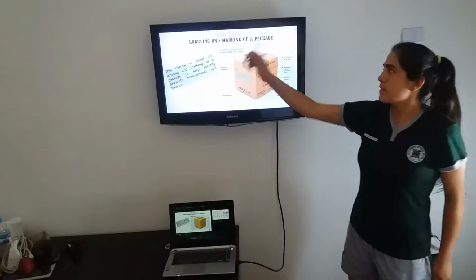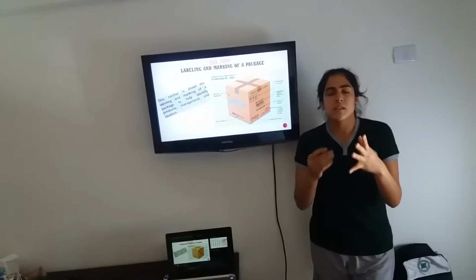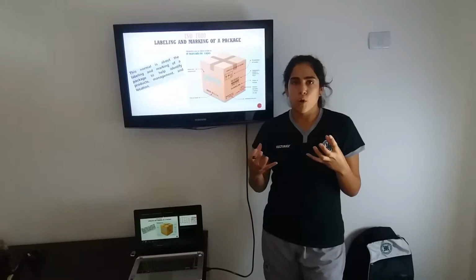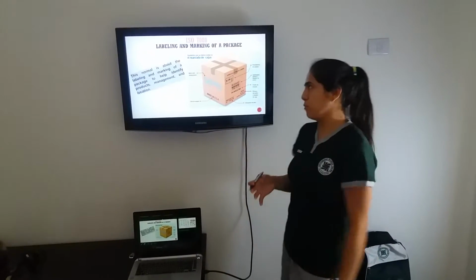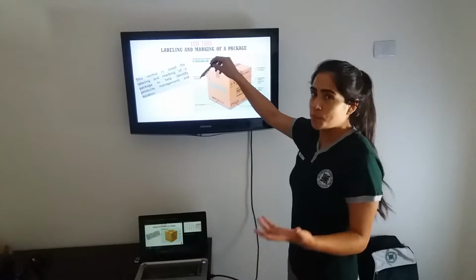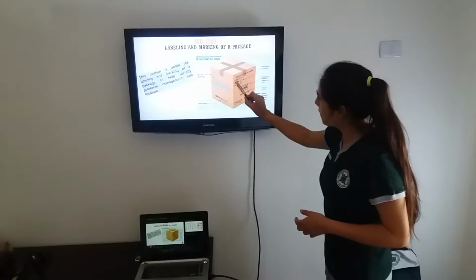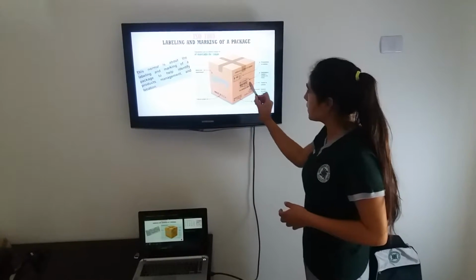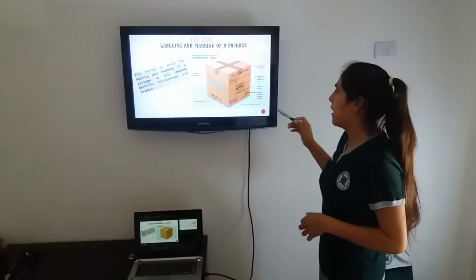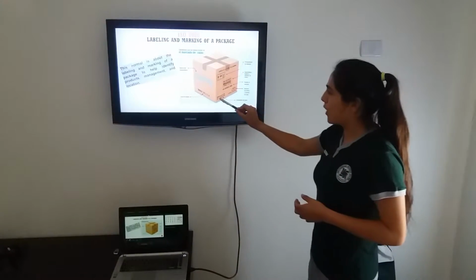The next ISO is 7000. It is labeling and marking of a package. This standard is about labeling and marking of a package to help identify products, management and location. For example, these are the elements. The first is the dispatcher brand, the country of origin, the pictograms, address, destination, and number of order, the gateway, the number of packages, the size of the box, and the weight identification.